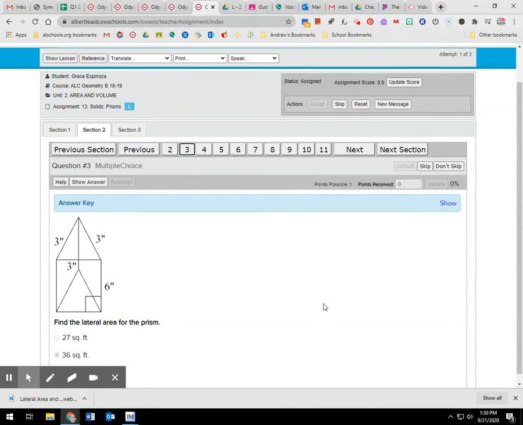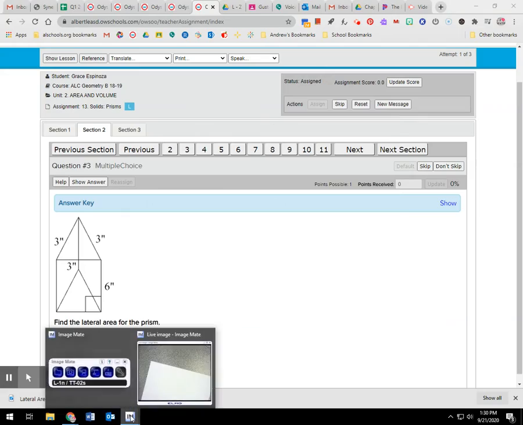In this video, I'm going to be talking about how to find the lateral area and the total surface area of a triangular prism. There's a little bit more involved here because they're not all rectangles, which is just base times height. We need to find the area of rectangles and triangles for this one.